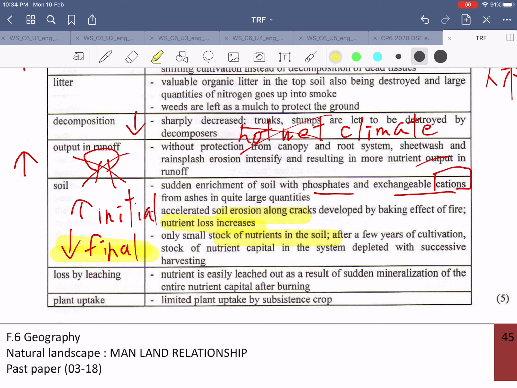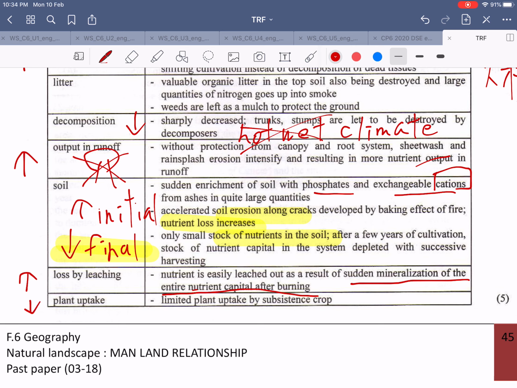Okay, how about leaching? Leaching will be increased. Why? Because the nutrients in the soil are released after the burning processes. Okay, how about the plant uptake?